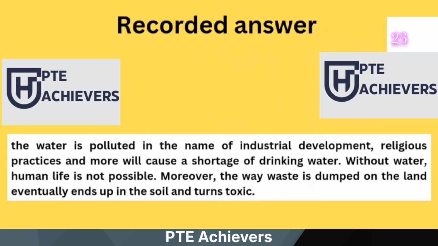If water is polluted in the name of industrial development, religious practices and more, it will cause a shortage of drinking water. Without water, human life is not possible. Moreover, the way waste is dumped on the land eventually ends up in the soil and turns toxic.